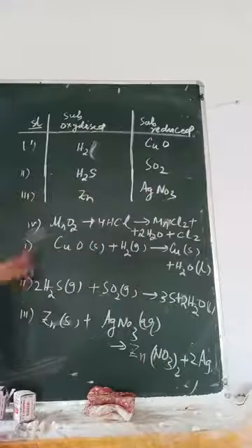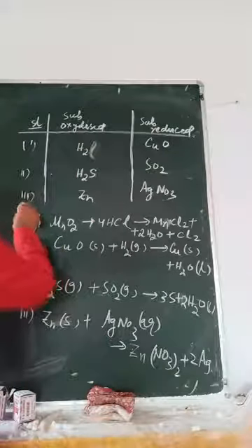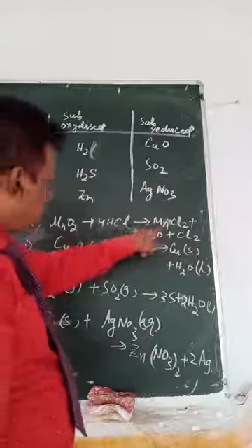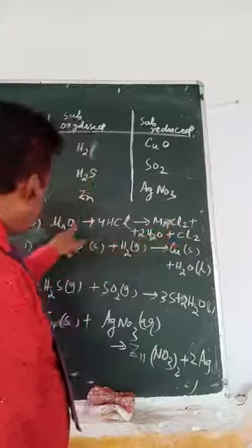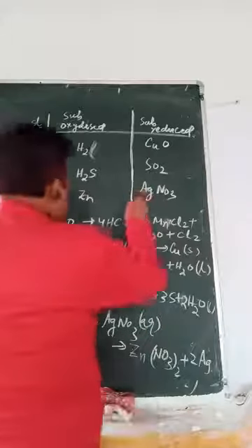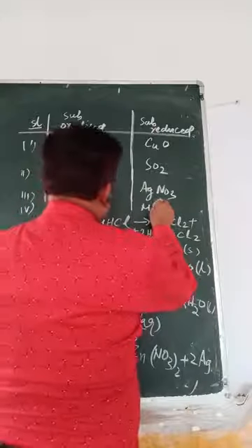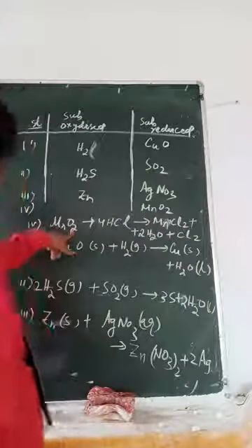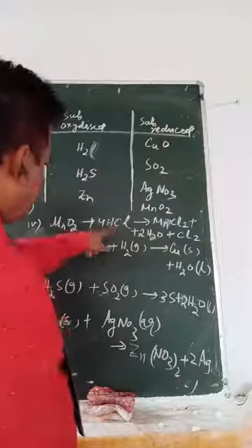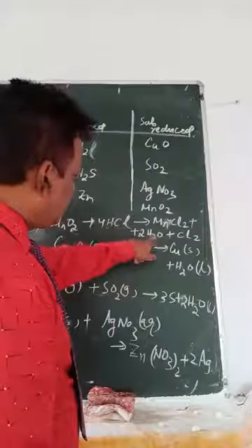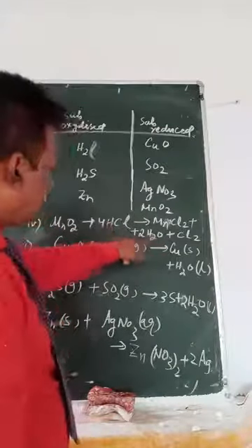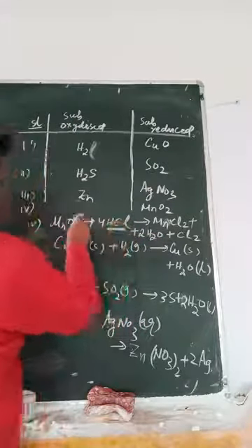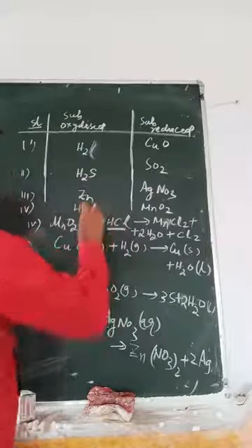Now if you take the fourth example, MnO2 plus HCl becomes MnCl2. That means oxygen is removed here. MnO2 is reduced because oxygen is removed here. Okay. Then HCl becomes H2O. So hydrogen was here, oxygen is added here, means this substance is oxidized. That is, HCl is oxidized.